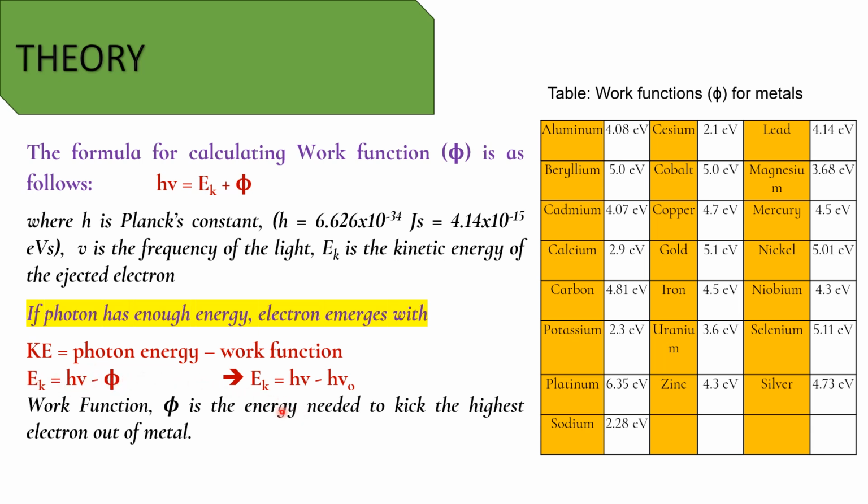Then we can also write our phi, which is the work function, as HV subscript naught, where V naught is talking about what? The initial frequency.